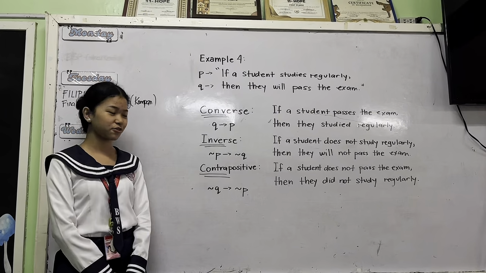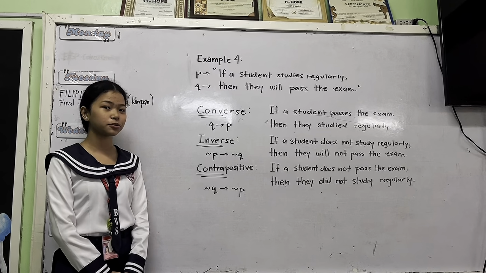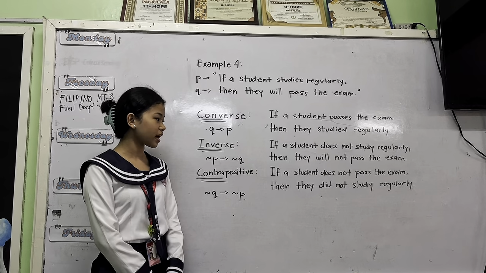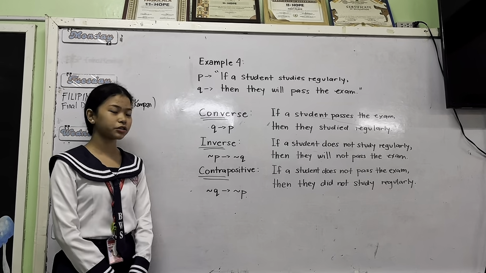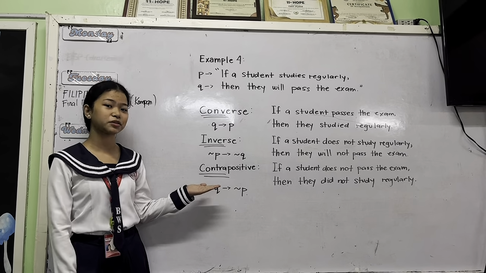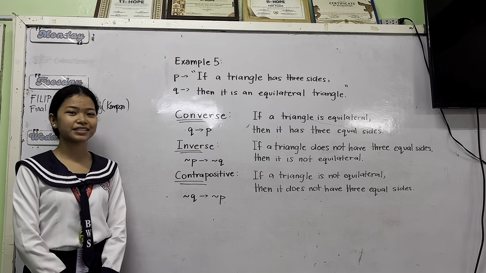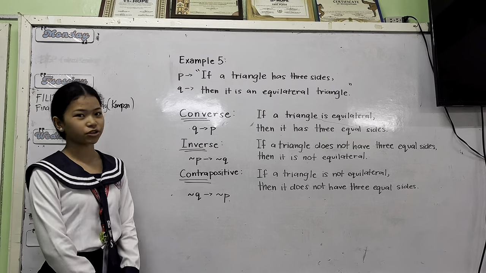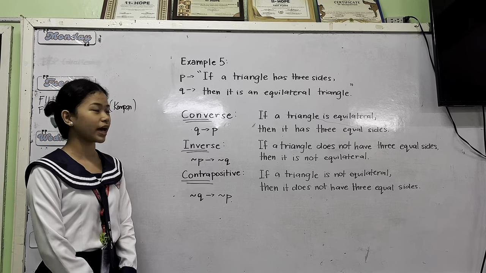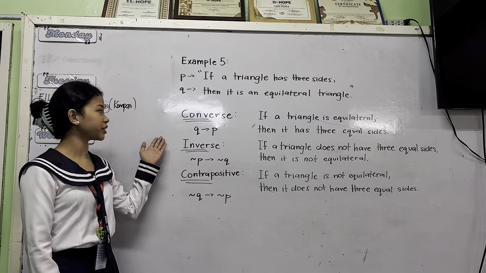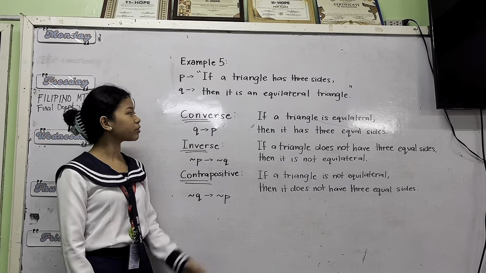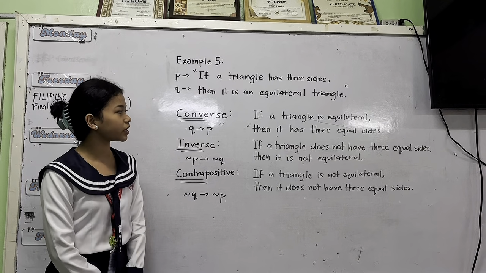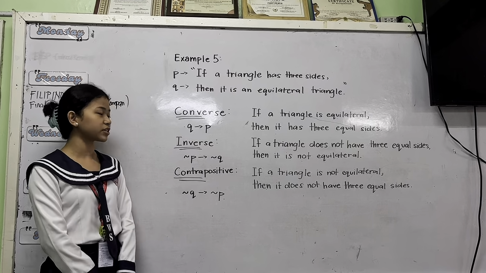Lastly, the contrapositive, where not Q implies not P. Our statement is: if a student does not pass the exam, then they did not study regularly. That is our contrapositive statement. Now let's have our last example. Our conditional statement is: if a triangle has 3 sides, then it is an equilateral triangle. For the converse, where Q implies P: if a triangle is equilateral, then it has 3 equal sides. That is our converse statement.